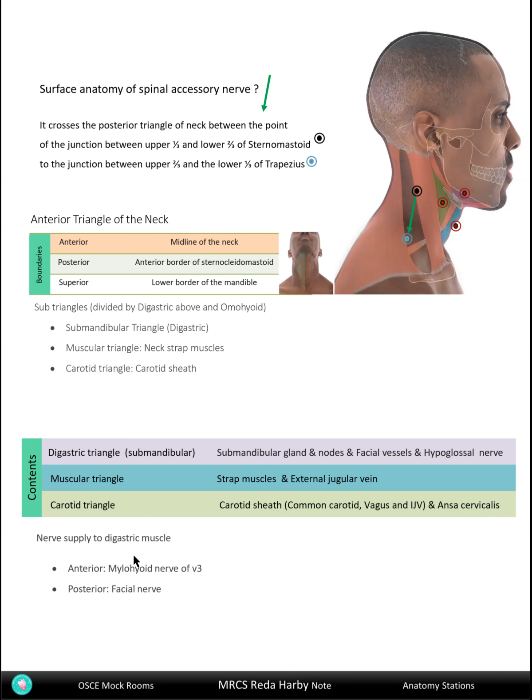Nerve supply to the digastric muscle. We said the anterior belly is embryologically first, so it is T, trigeminal: the nerve to mylohyoid, a mandibular branch of the trigeminal. First is T, anterior belly. And second is S, the second arch derivative, which is the facial nerve, for the posterior belly. If you remember from part A, if you only remember.